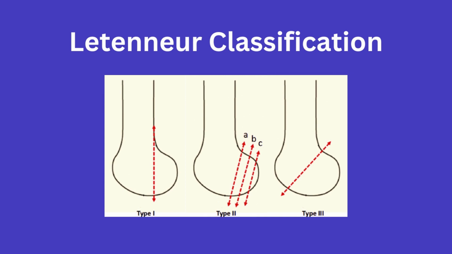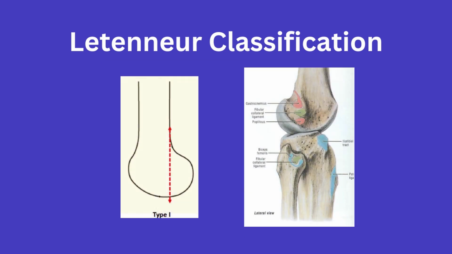Just to briefly give you an idea of what this classification is, there are 3 types. Type 1 involves a fracture line that is parallel to the posterior cortex of the femur and involves the entire condyle. This one often involves ACL and LCL injuries due to the position of the fracture line. The popliteus tendon and the lateral head of the gastrocnemius muscle remain attached to the fragment.